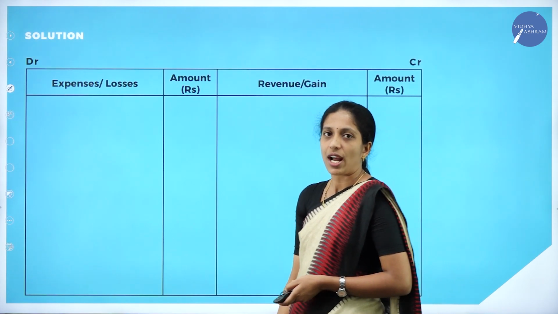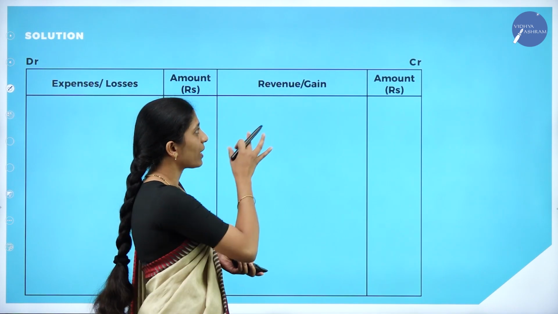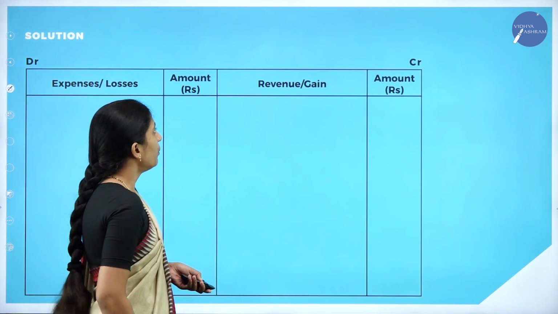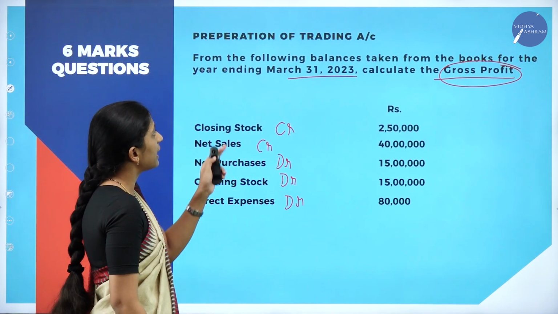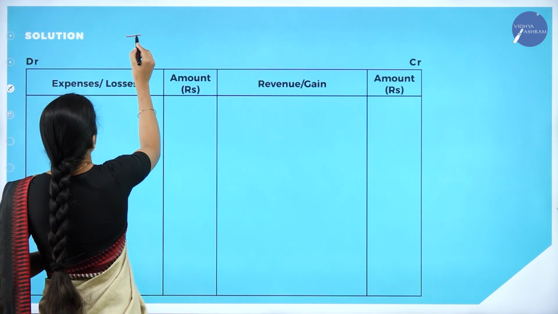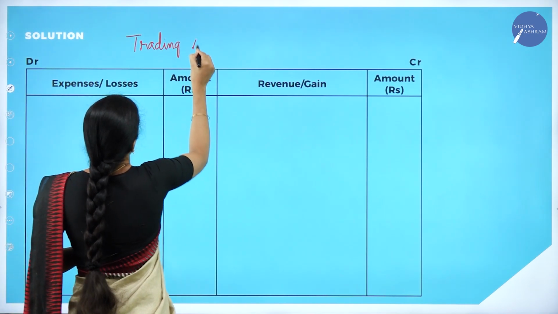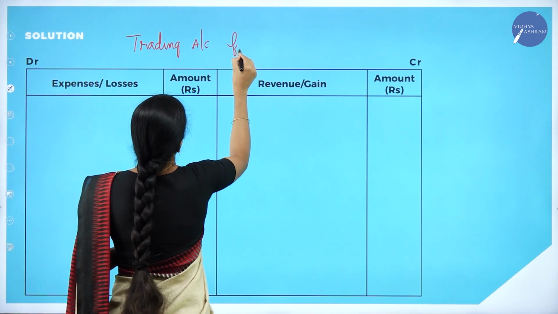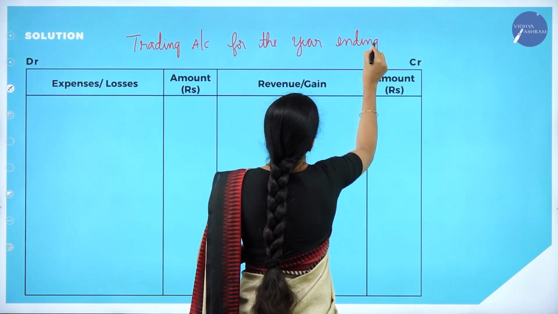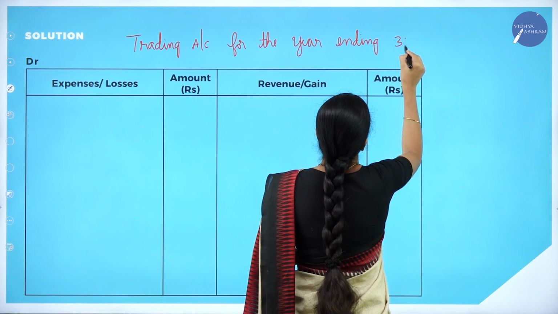So how do you start? I have already drawn the format. You know the format also. What are the columns required? Now we shall start with, whether they have given the name of the trader. No. So we shall start with the heading, trading account for the year ending, and the date is 31st/3/2023.